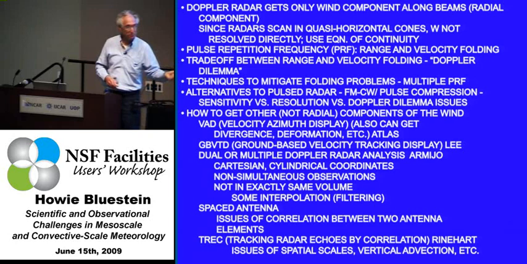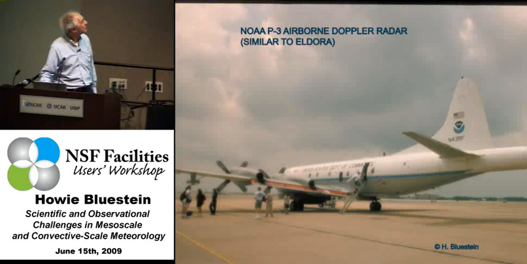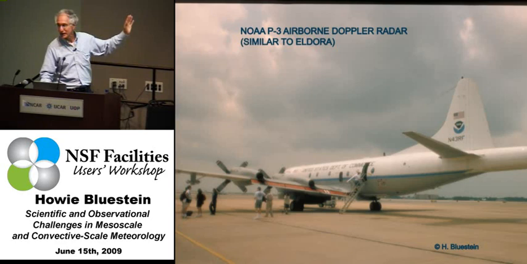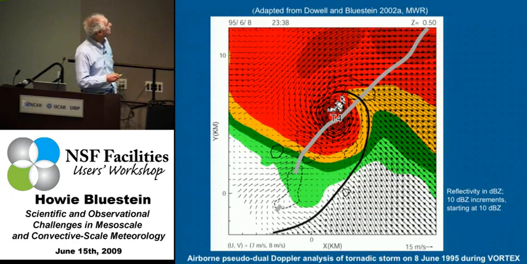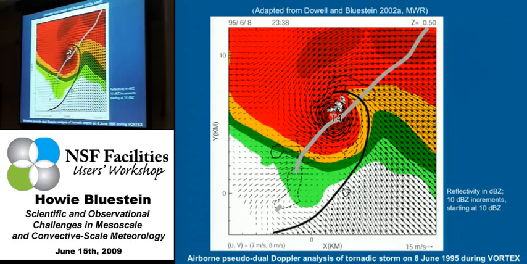You can place a Doppler radar on board an airplane. I have a picture of the P3 during VORTEX 1, and ELDORA, the NCAR plane, looks quite similar to this. The radar antenna is mounted in the tail of the plane, and this type of airplane goes into tropical cyclones every year. This is an airborne dual Doppler analysis of a tornadic supercell during VORTEX 1. There's the rear flank gust front and the mesocyclone, and then T4 is the fourth tornado.